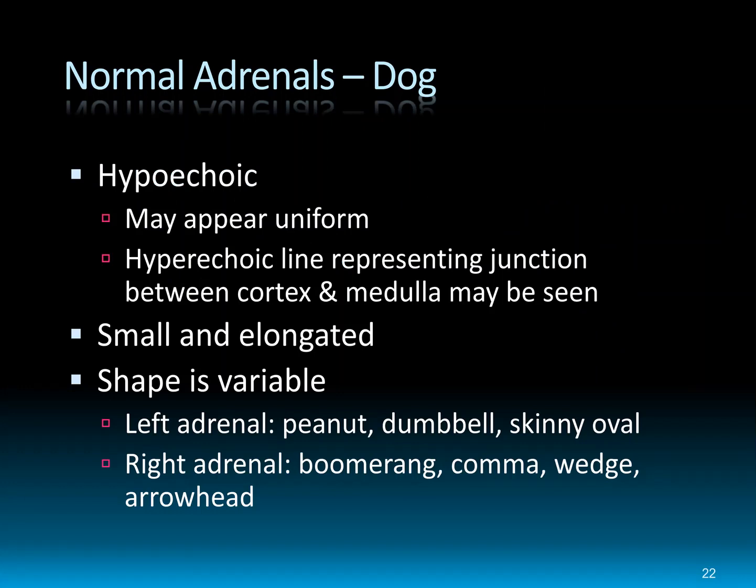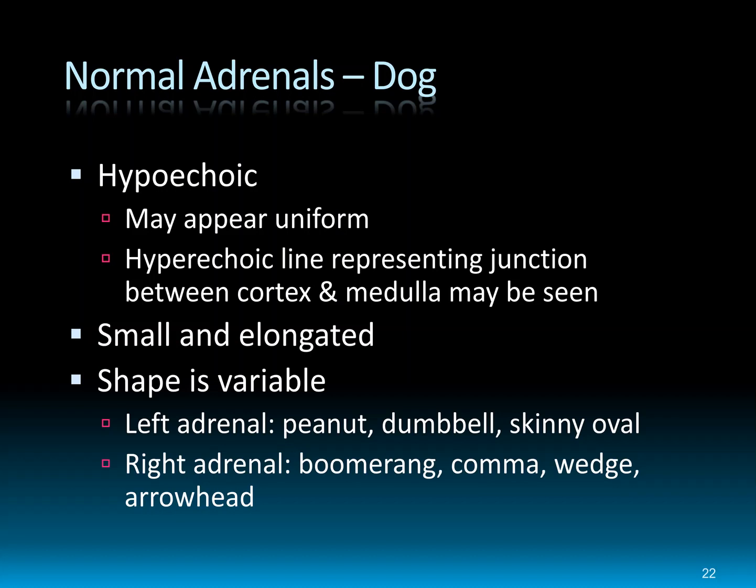The normal adrenal gland in a dog is very similar to the adrenal gland in a cat. I did break them out because there are a couple little differences that I'll highlight, but a lot of these general appearances are pretty similar between the two species. Adrenal glands are usually fairly uniformly hypoechoic to the surrounding fat. You may see a hyperechoic line representing the junction between the cortex and the medullary portion of the gland.